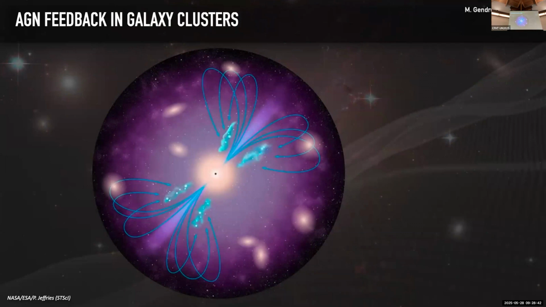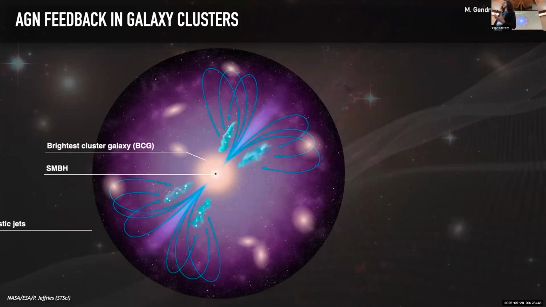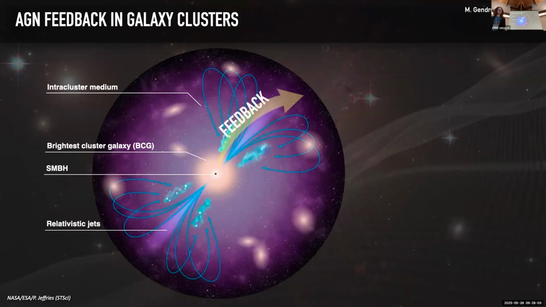So AGN feedback is regulating galaxy clusters. This is what we know now. So you have the supermassive black hole. I am interested in supermassive black holes. These are cool objects. They release these very powerful relativistic jets that heat the intracluster medium. They make these cavities, these bubbles that rise inside the cluster. They mechanically heat the intracluster medium. And this is how we prevent the intracluster medium from cooling.